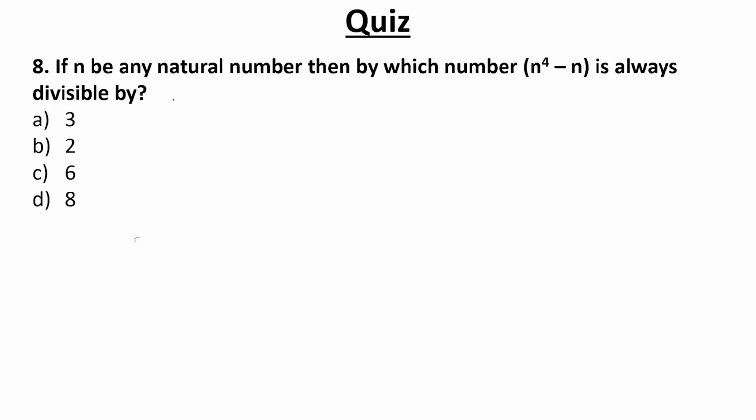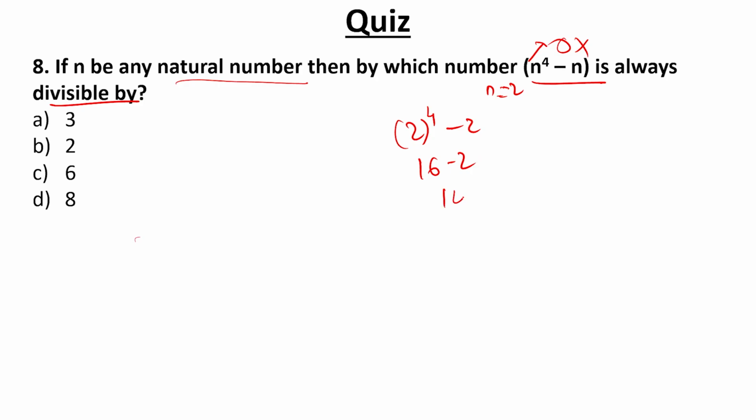If n is any natural number, then n to the power 4 minus n is always divisible by which number? If you want to get an answer for this, I'm just going to start with the basic natural numbers. If you take 1, 1 power 4 is 1, 1 minus 1 will be 0, so I don't think that will work. So I'm going to take the value of n as 2. 2 power 4 minus 2: 2 to the 4 is 16, minus 2. We'll get the value of 14.